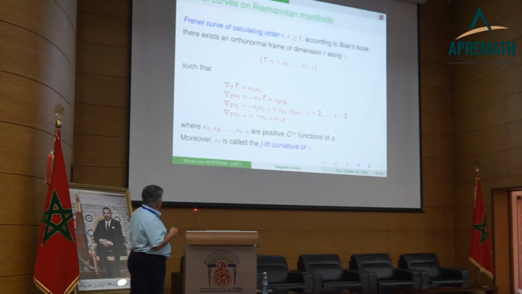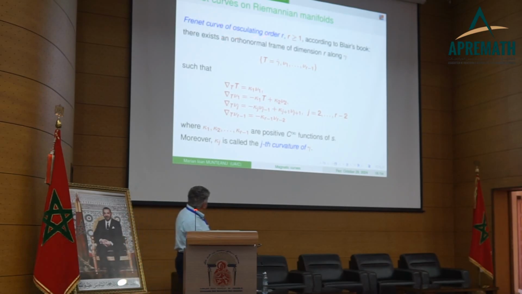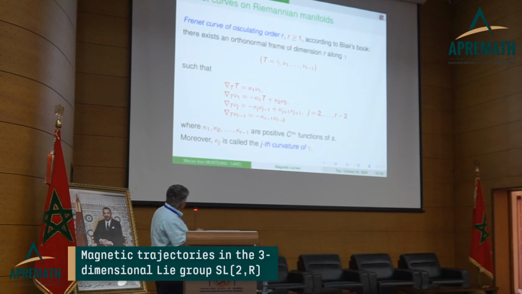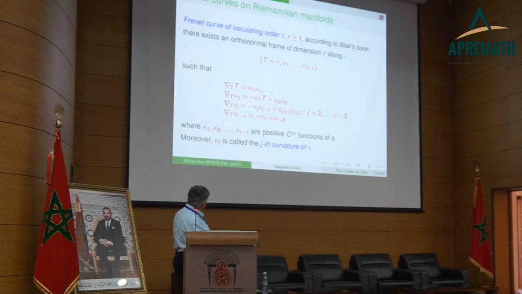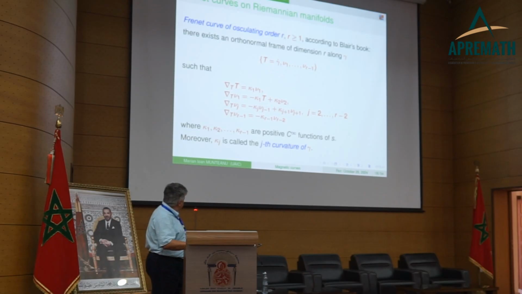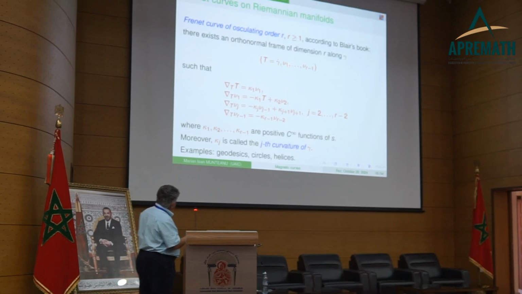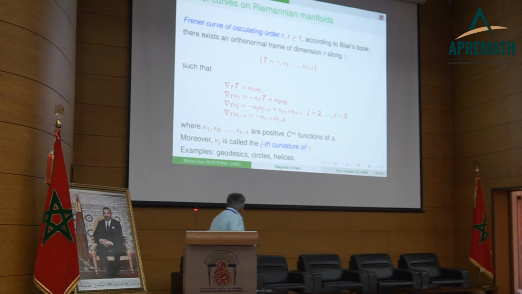Let me briefly recall the notion of Frenet curve of osculating order r. We have T, the tangent vector, and we have the orthonormal frame nu1, ..., nu r minus 1 satisfying this one, where K1, ..., K r minus 1 are positive functions, called curvatures. If this happens, we say that r is the osculating order of the curve gamma. Examples: geodesics; circles, where K1 is constant and K2 is 0, so the others do not exist; and helices, where the first two curvatures are constant and the third curvature is 0.